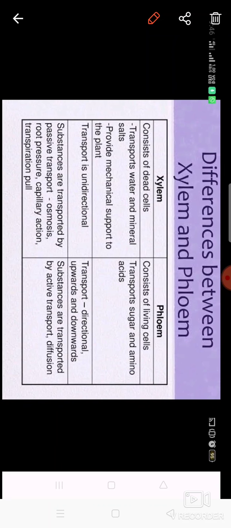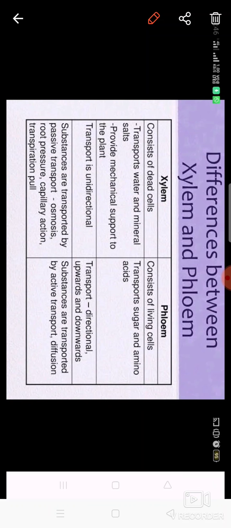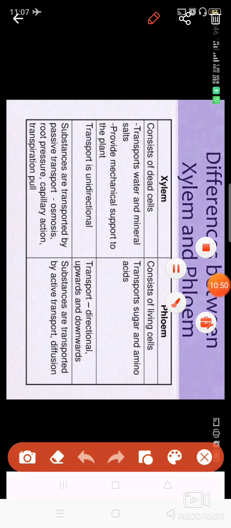So let us see the difference between xylem and phloem. In xylem all the cells are dead except xylem parenchyma, and in phloem all the cells are living except phloem fibers. Function-wise, xylem helps in transportation of water and minerals, and phloem helps in transportation of sugar and amino acids. Amino acids are the simple forms of the proteins. Then, mechanical support: why do these provide mechanical support?